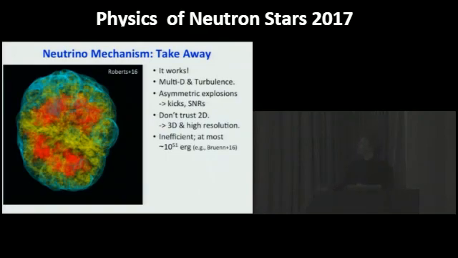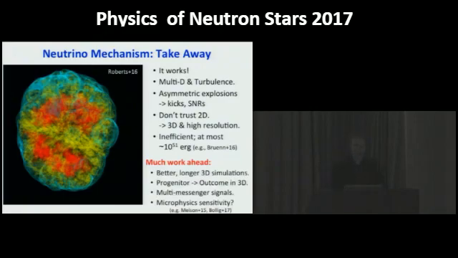One issue that I couldn't go into in detail is that it turns out to be relatively inefficient. It's very difficult actually to reach 10^51 ergs. So we certainly cannot explain a hypernova with this. There's a lot of work ahead. We need better and longer 3D simulations. There needs to be a lot more work on how the progenitor structure connects to the explosion.